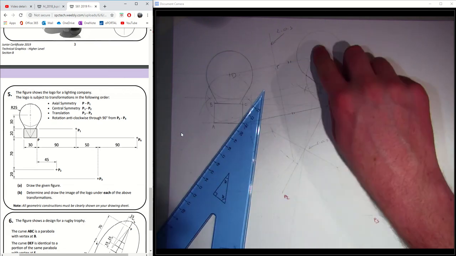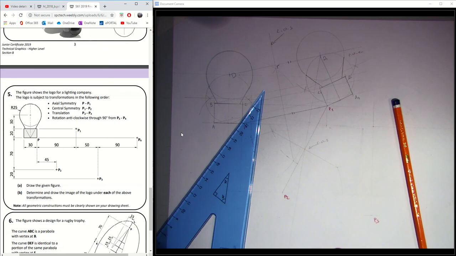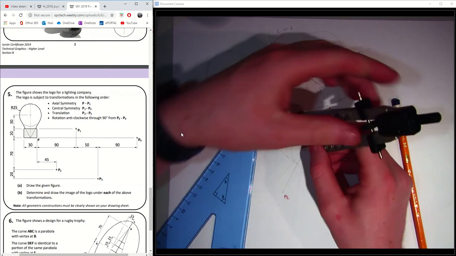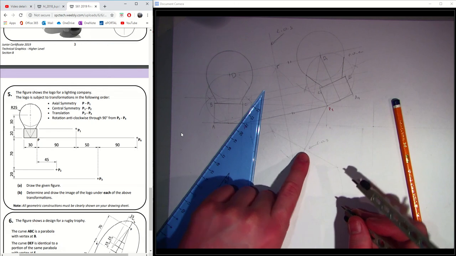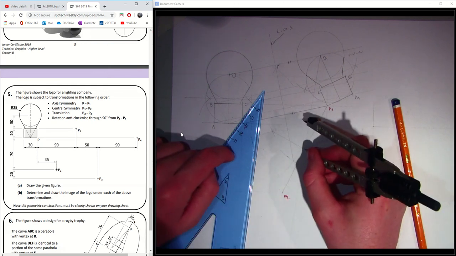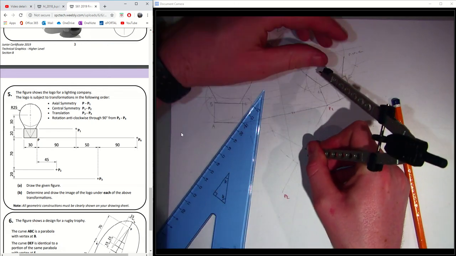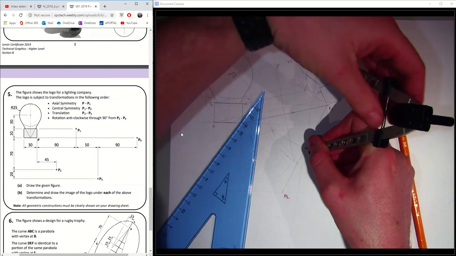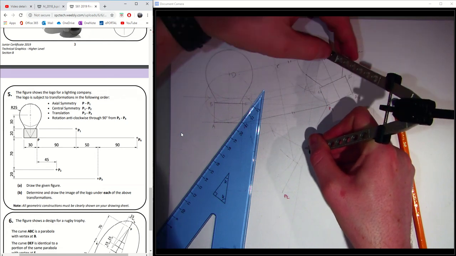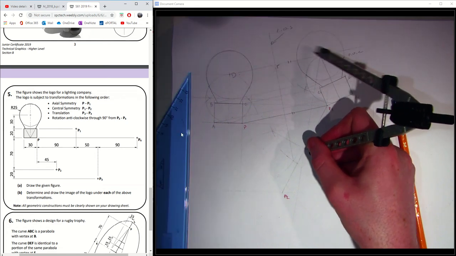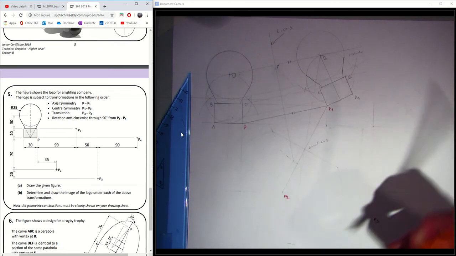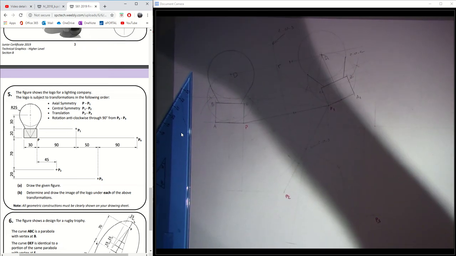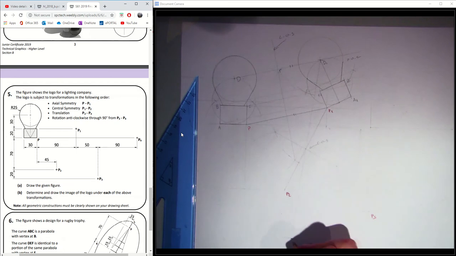Now, I know that point D is somewhere along here, but I'm not sure where. So I'm going to put my compass on the center of symmetry, which we located here, and get the distance from there out to my point D1. I'm bringing it around and marking it off on that same line. That's getting me point D1.